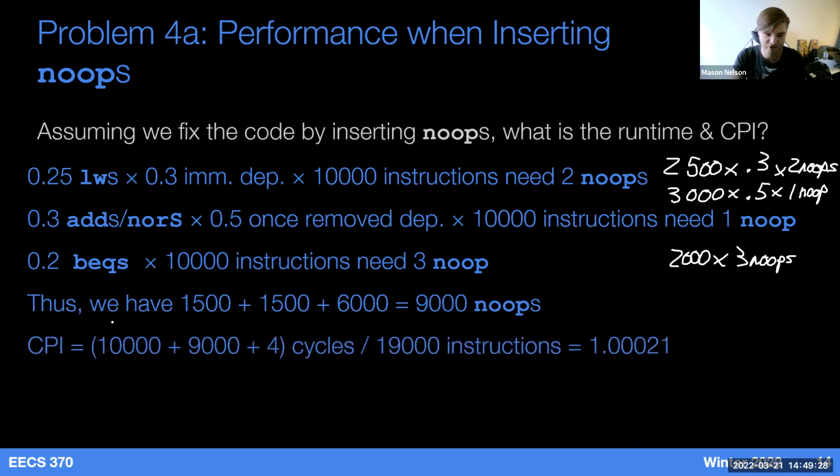Right. And here's those numbers popping up there. It's 2,500 times 0.3 times 2 is 1,500. Same for 3,000 times 0.5. And then our 6,000 comes from the 2,000 times 3.